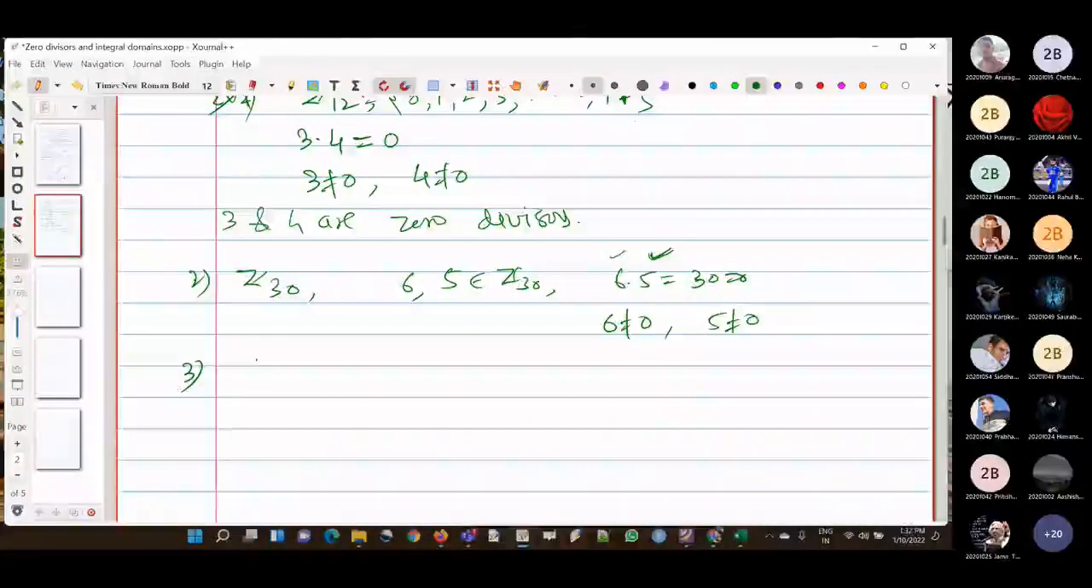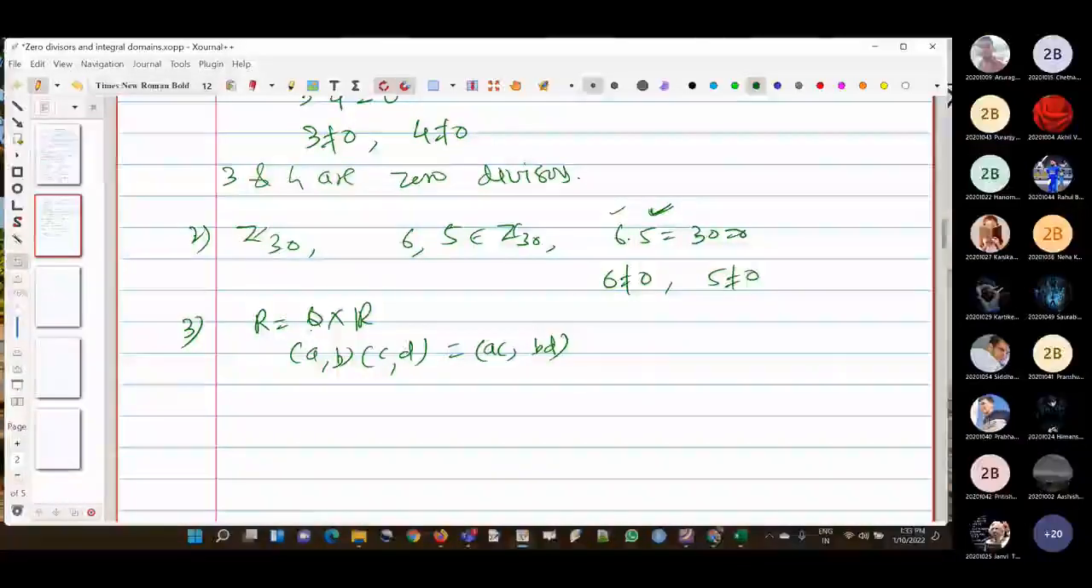Next example: let us take the ring Q times R. It's also a commutative ring. So what about zero divisors? In this, you have elements of the form (a, b) tuples, and if you take other elements (c, d), the product is (ac, bd). So component-wise product is there. Fine. You can take some non-zero element, let us take here (1, 0), which belongs to Q times R.